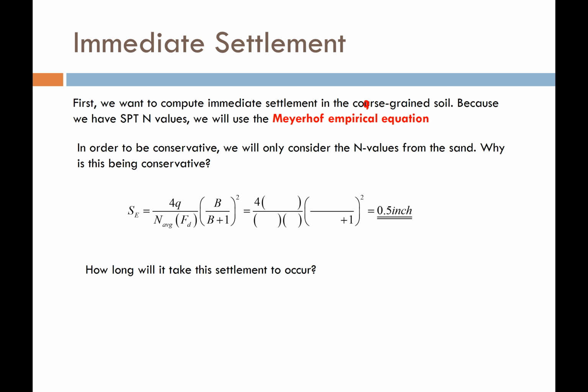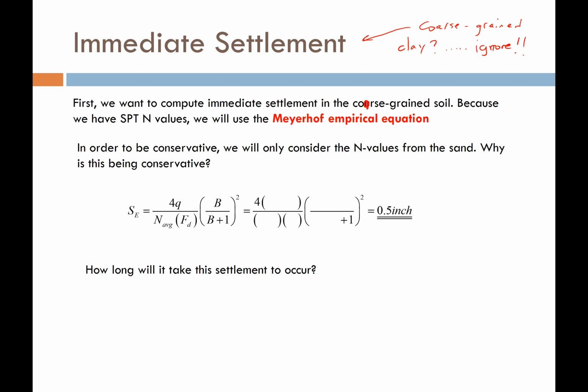So you got to remember that for immediate settlement, we're looking at coarse grain soils. So what does that mean about the clay layer in the middle, sandwiched between our sand and our gravel? Well, it means we're going to ignore it. We're going to ignore the clay layer and only consider the sand and the gravel layers in this immediate settlement.